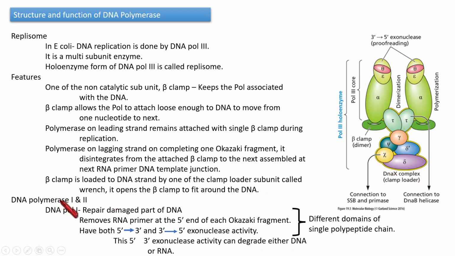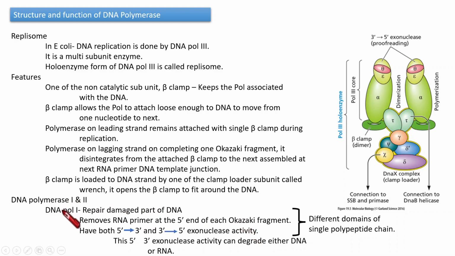Then let's understand some more points regarding the other types of DNA polymerase. I have already told you in the first section that 3 different types of DNA polymerase are present in prokaryotes. They are DNA polymerase 1, DNA polymerase 2, and DNA polymerase 3. So next, let's see about DNA polymerase 1. This DNA polymerase 1 is responsible for repairing damaged parts of DNA. And it is the same enzyme that removes the RNA primer from each Okazaki fragment after the completion of DNA replication.